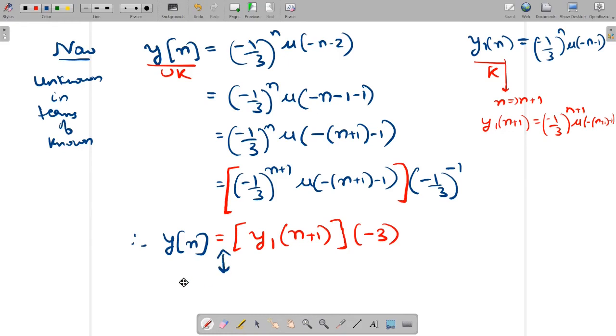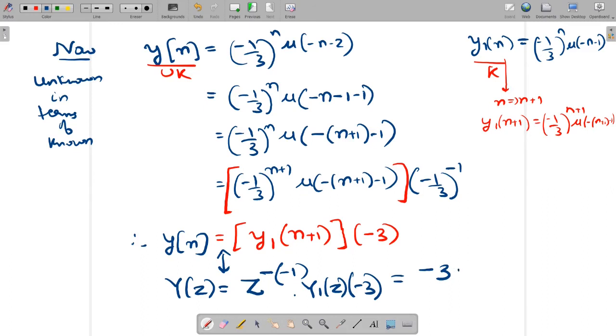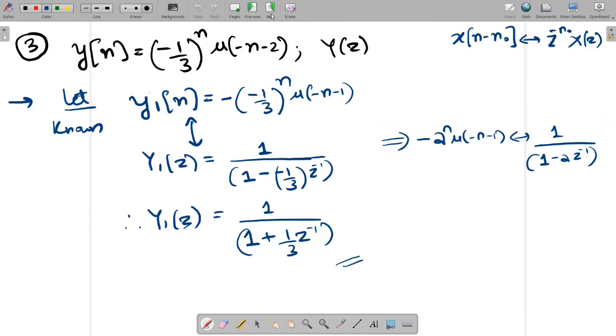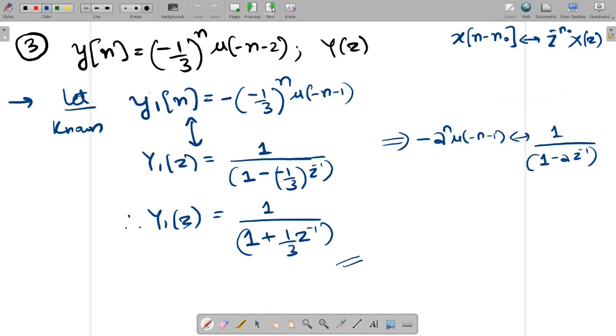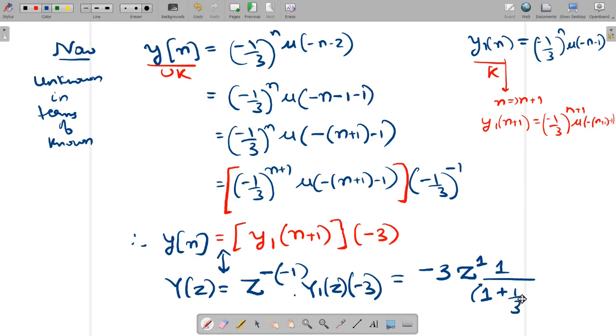So, what is the z transform? Y of z is equal to, what is y1 of n plus 1? Answer is z raised to minus of n naught. What is minus of n naught? Minus 1. y1 of z into minus 3. So, what is the final answer? Minus 3 z to the power 1 y1 of z. What is y1 of z? y1 of z was 1 upon 1 plus 1 by 3 z inverse.